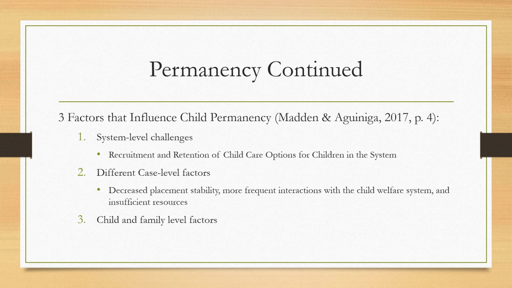Second, different case level factors. This includes decreased placement stability, more frequent interactions with the child welfare system, and insufficient resources. All of these interact and can greatly affect child permanency and its rates. Lastly, child and family level factors. Age, gender, race, and level of physical and mental ability all impact child permanency.